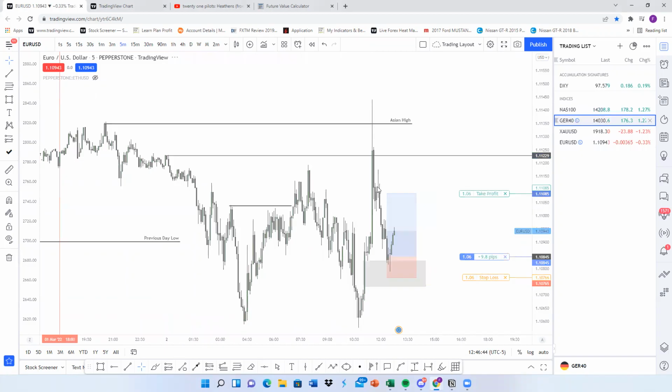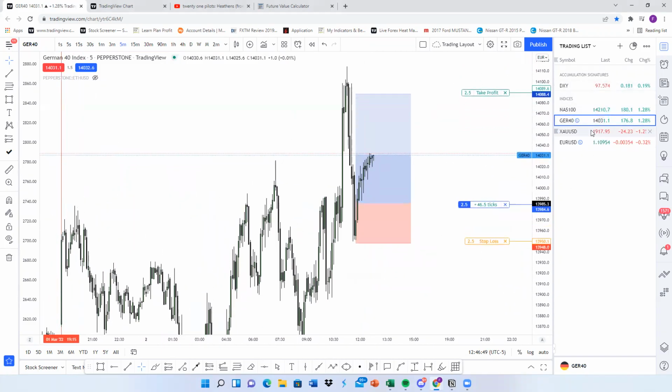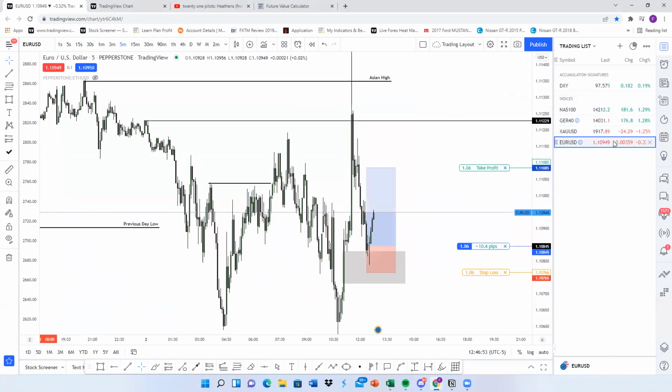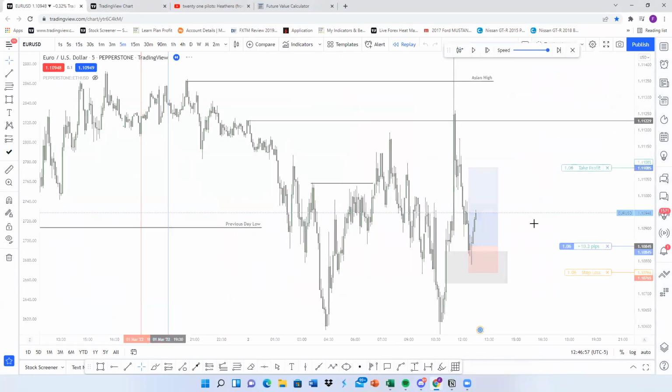I'm in this, and I'm also in German 40, right? So my account is deep as we are down too. It is what it is. So yeah, right, I'm gonna go back here.